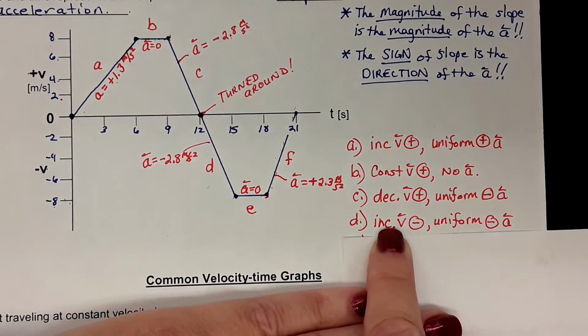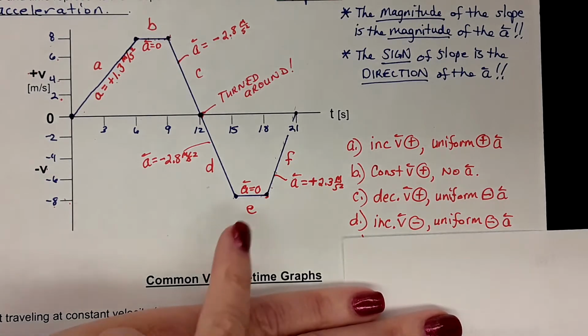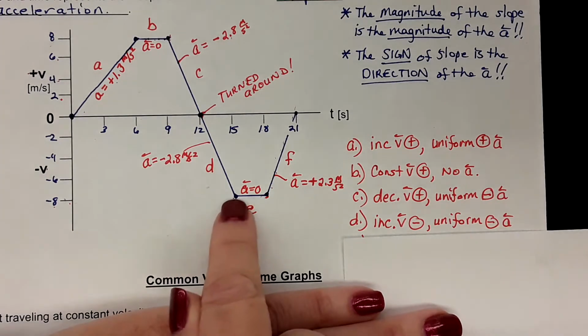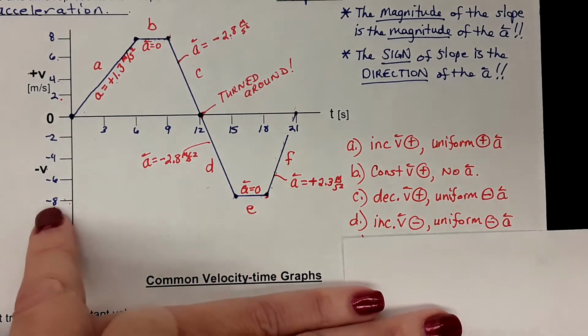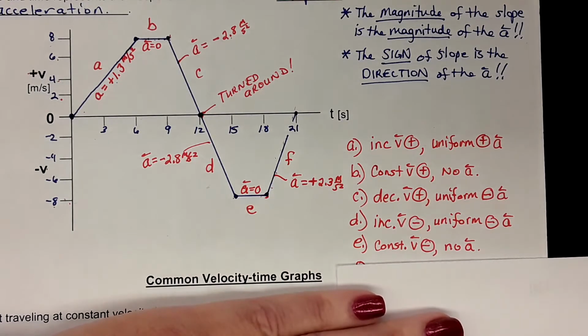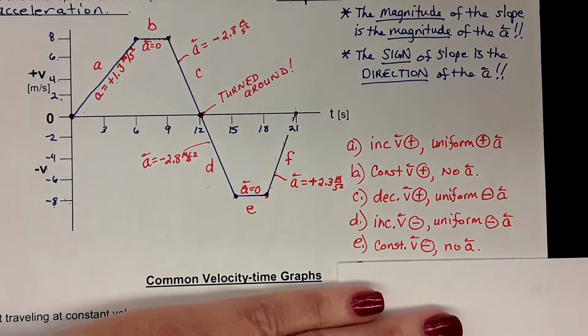Okay? Now, let's talk about E real quick. On E, there is no slope, so is the object at rest? No, we're moving at -8 meters per second. So of course we're not at rest. We're at constant velocity, and we're moving in the negative direction as we do it. Constant velocity, negative direction, but no acceleration because there's no slope. We're not changing the velocity.